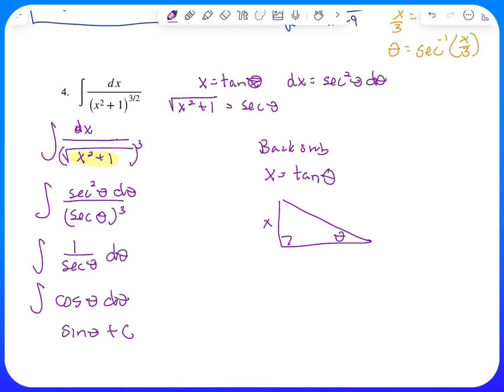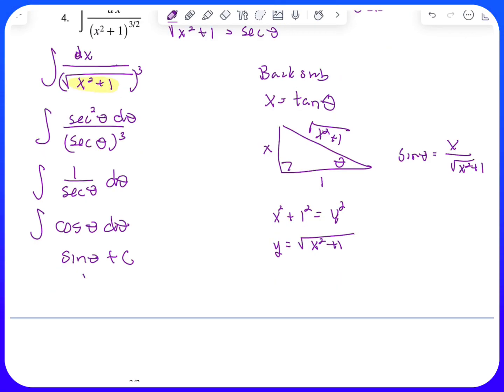Remember, tangent, where I can write that x as x over 1, is opposite over adjacent. And we can solve for our hypotenuse using Pythagorean theorem. And we get our hypotenuse is equal to the square root of x squared plus 1. And so sine, remember sine, is opposite over hypotenuse. So that's 1 over the square root of x squared plus 1. So my answer is x divided by the square root of x squared plus 1 plus c.